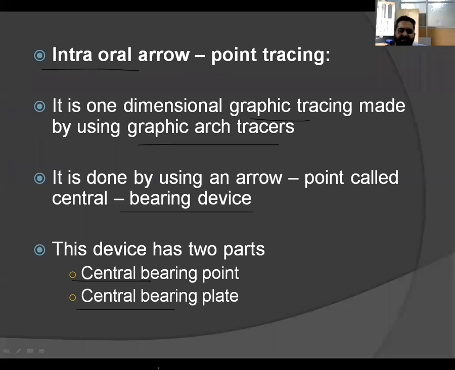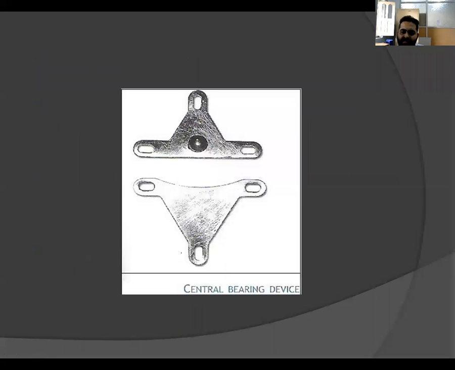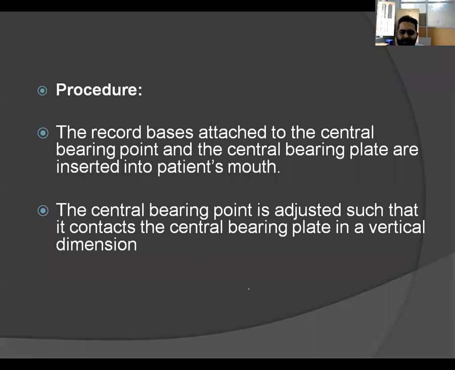So basically, this device has 2 parts. The first part is the central bearing point, and the second part is the central bearing plate. So basically, this is the plate which is fixed on the maxillary arch. Okay. This is the centric bearing device, the complete plate and the pointer. Okay. So this will be in the maxillary arch. Okay. This will be on the mandibular arch. The procedure for the same is: we start with the attachment of the central bearing point and the central bearing plate to the respective maxillary and mandibular rims.